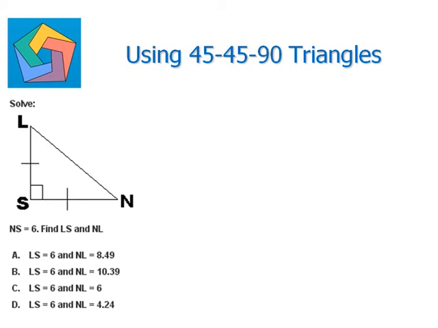We have a triangle LSN which is right angled at S. LS is congruent to SN. NS is given as 6. We have to find out LS and NL. Now we know LS equals NS, so even LS equals 6. Now we need to find out what is LN or NL.